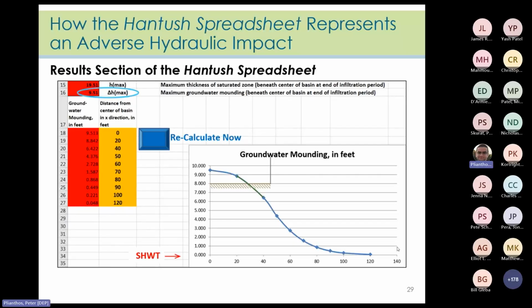Next, we recalculate and check the result to see if delta H max is now less than the distance between the seasonal high water table and the bottom surface of the BMP. You might try this one more time with T a bit longer, as long as the R value is proportionally reduced. If that doesn't work, you're going to check Chapter 13 for an example of changing the dimensions of the infiltration area. With that explained, let's move on to our second example.